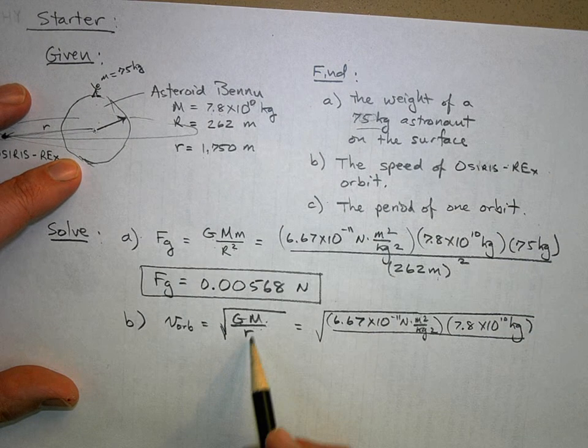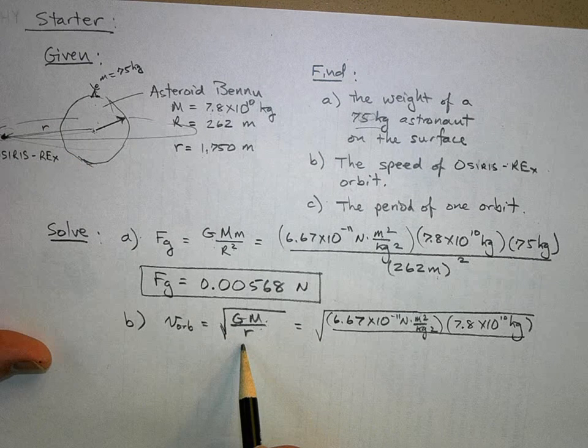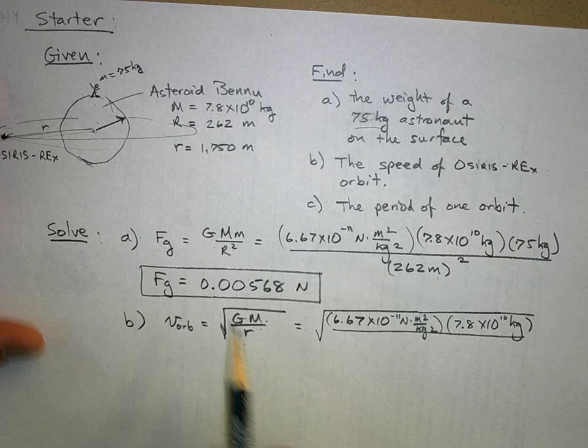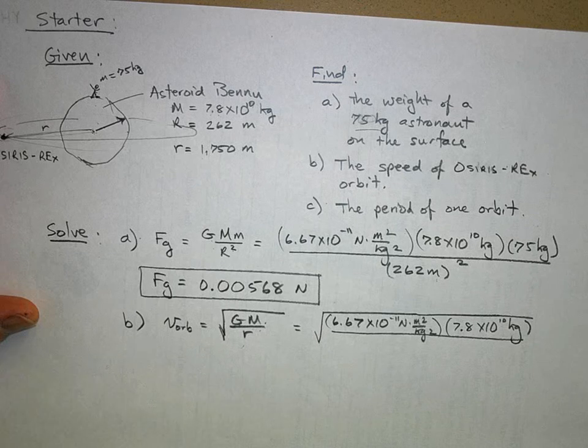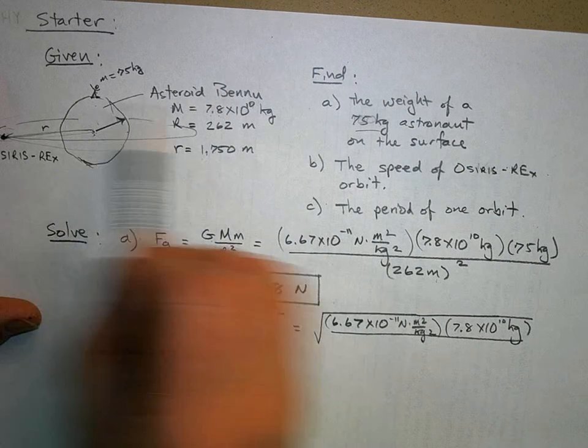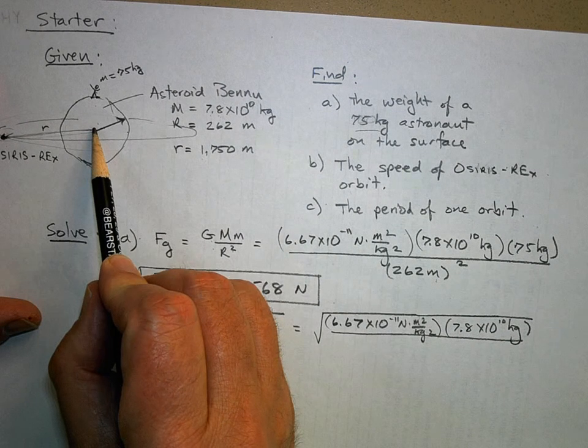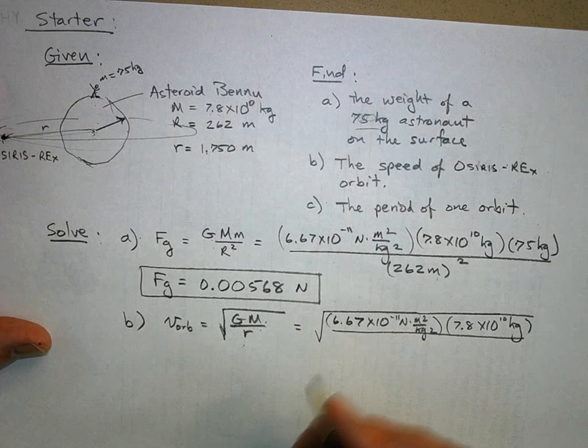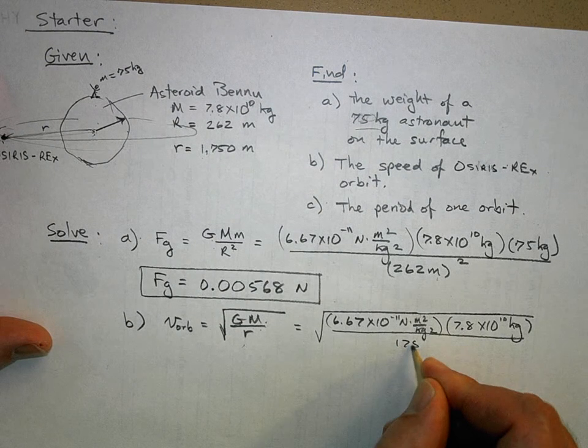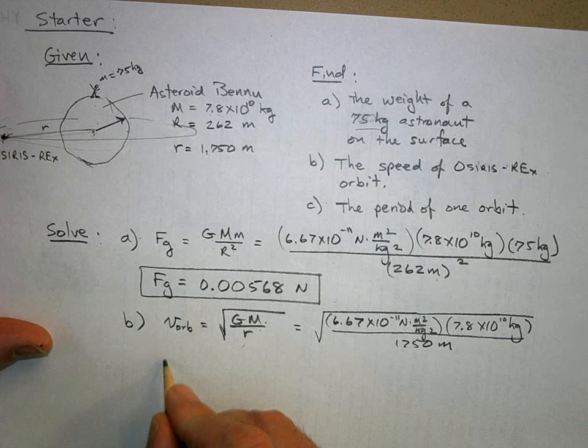Now we're in orbit, right? So we want to use the orbital radius. Not the radius of the asteroid, but the radius of our orbit around the asteroid. And that's from the center of the asteroid out here, but it was given to be 1,750 meters.